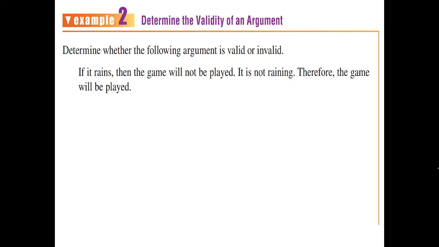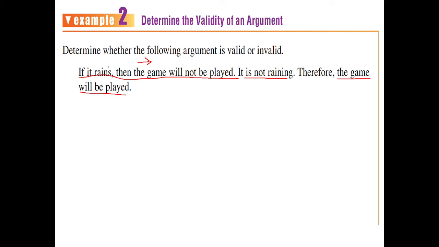If it rains, then the game will not be played. That is our first premise. For "if then" I will use this symbol. Next, it is not raining is our second premise. Our conclusion: the game will be played.